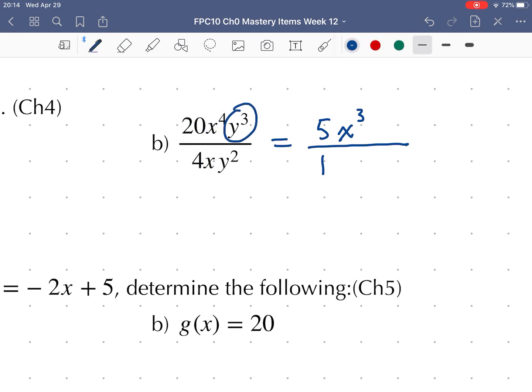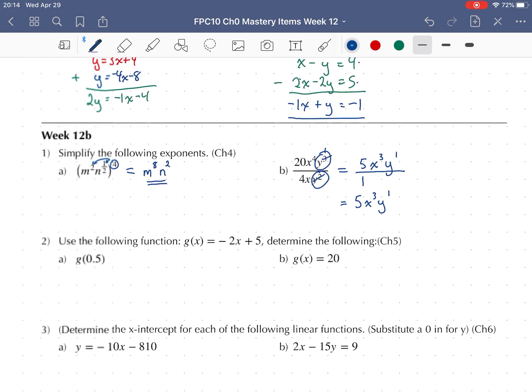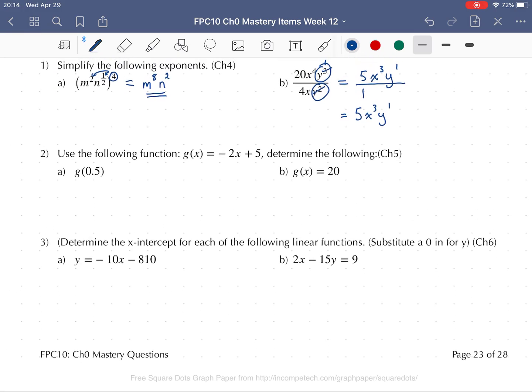I'm just going to get rid of some of my scribbles here. Now we look at the y's. We have 2 y's on the bottom and 3 y's on the top. These 2 y's will cancel out 2 of these 3 y's, and we'll be left with y to the power 1 on top. So we're left with 5 times x to the power 3 times y to the power 1 over 1, which is just 5 x to the power of 3 times y to the power of 1. We just simplified by crossing off common factors in the numerator and denominator.